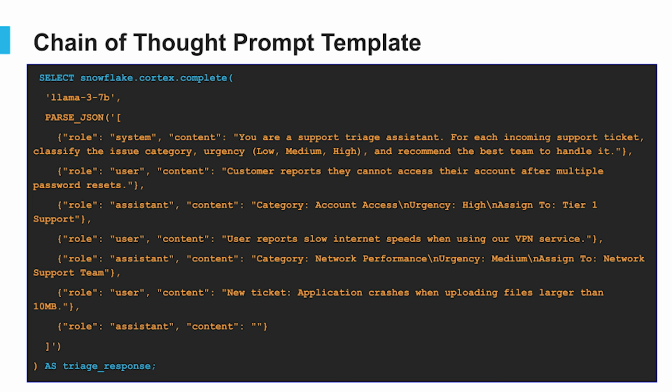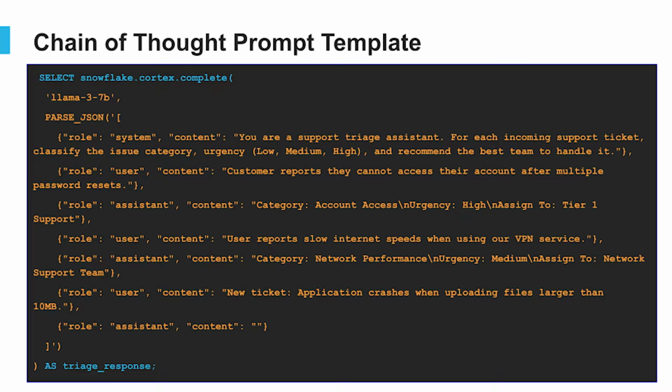In addition, this allows for better debugging and refinement. So if the Llama model misclassifies the support ticket, the chain of thought output will immediately reveal where the logic went wrong. So was it in the entity extraction step? Was it in categorizing the case? Was it in the final summarization of the case? So this will drastically speed up prompt engineering refinement.